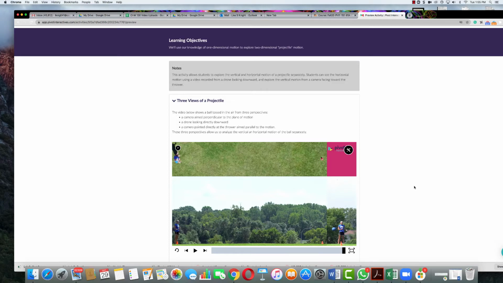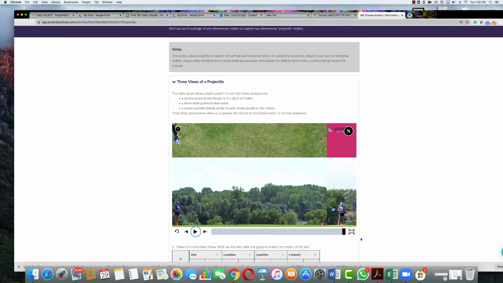So here we have a ball that has been tossed, and in the main part of the video, you can see it as if you were just watching the guy kick the ball. Then you have a top-down view where you can see its horizontal motion, and you have the vertical view where you can see it go up and down.